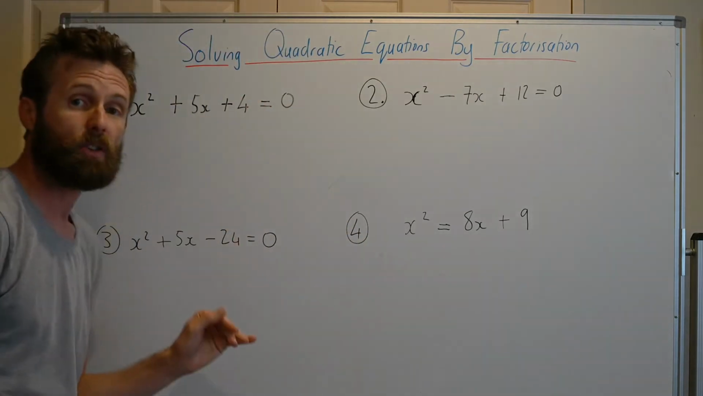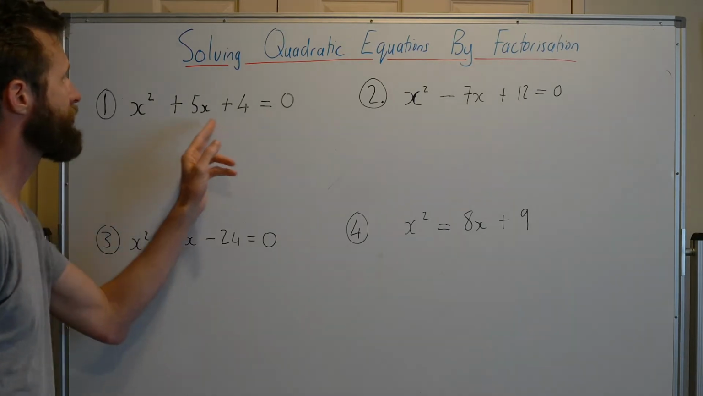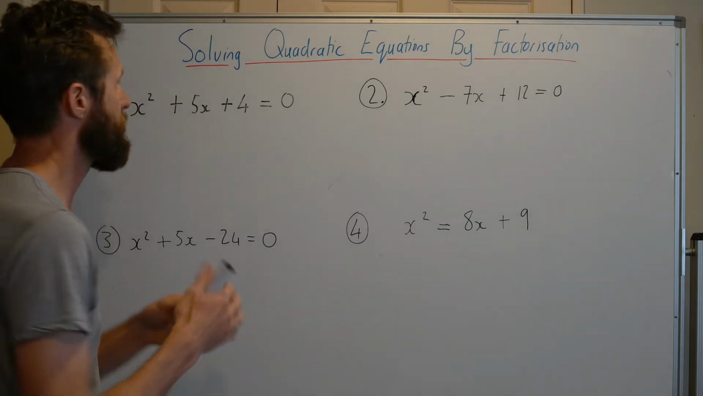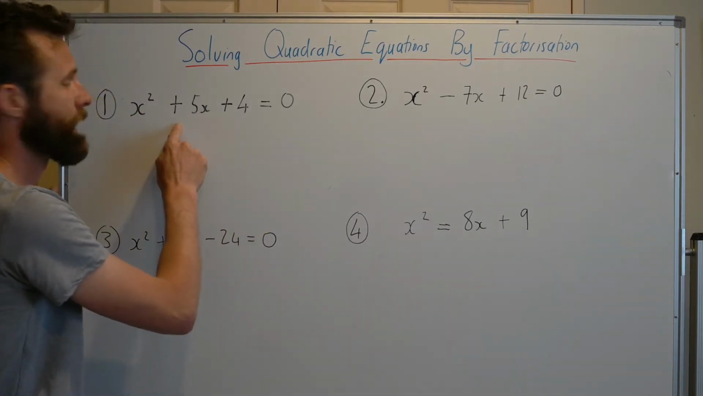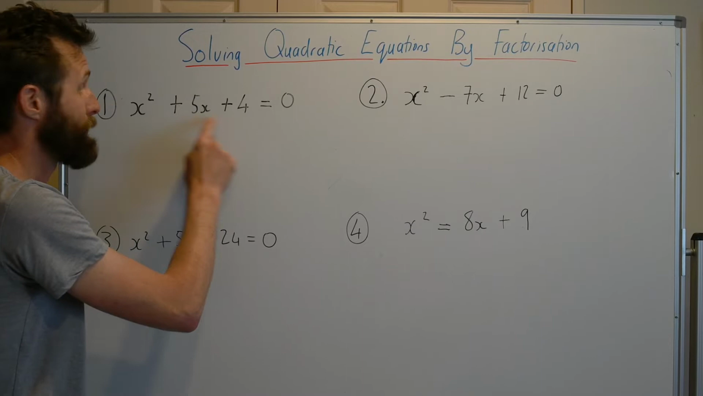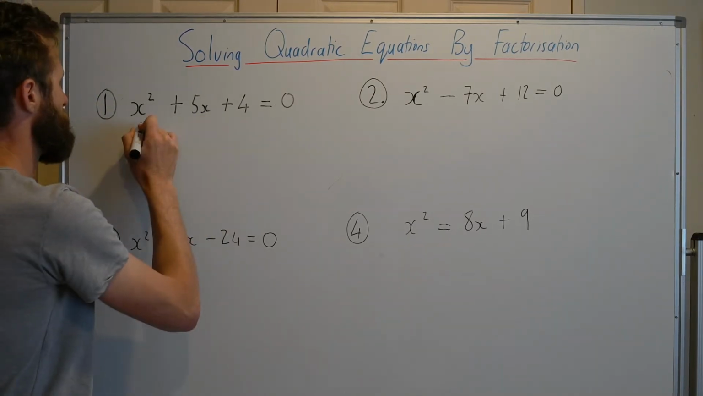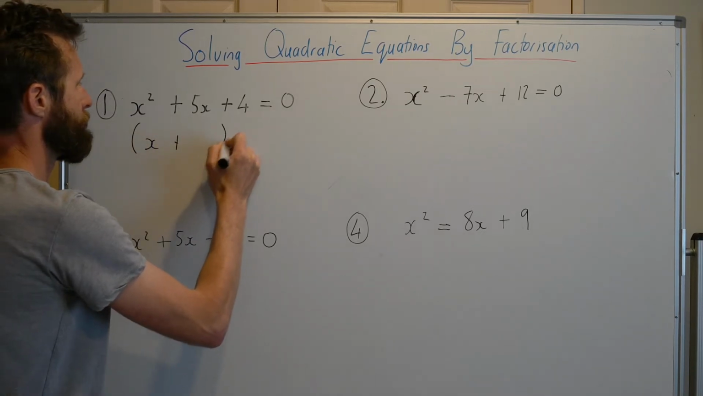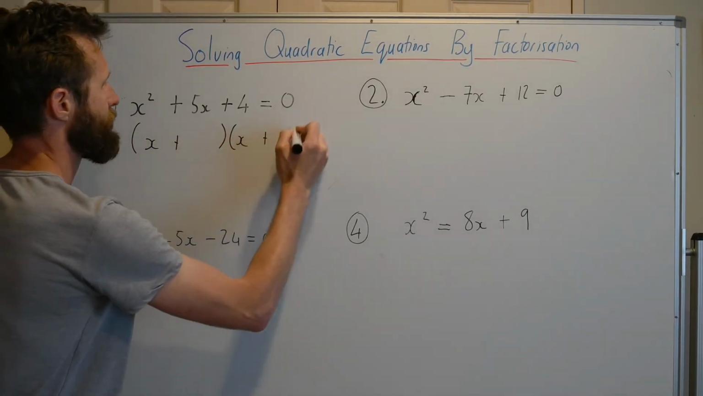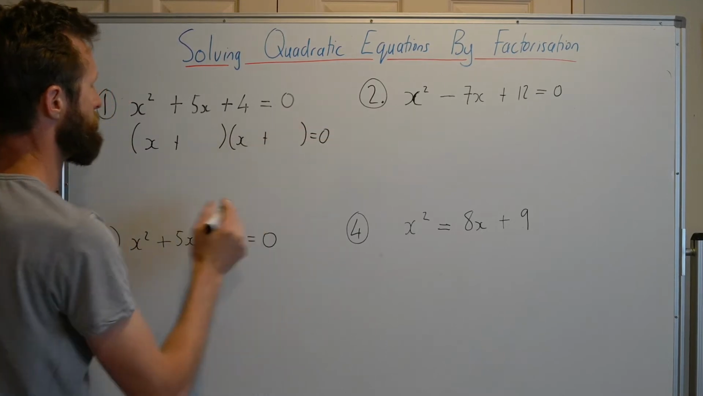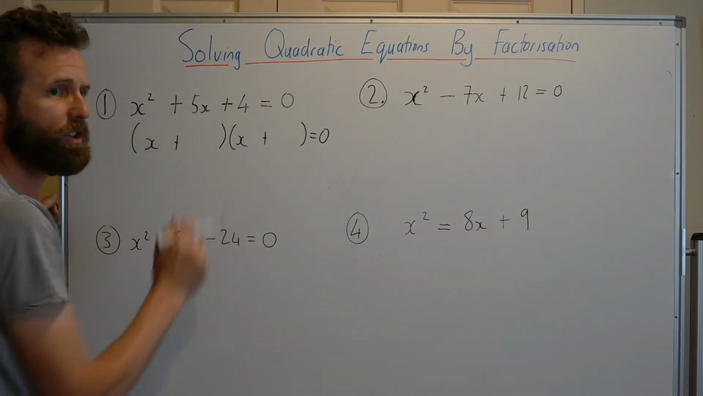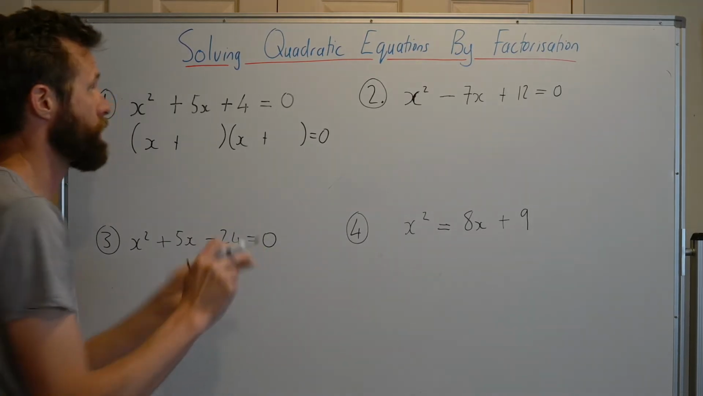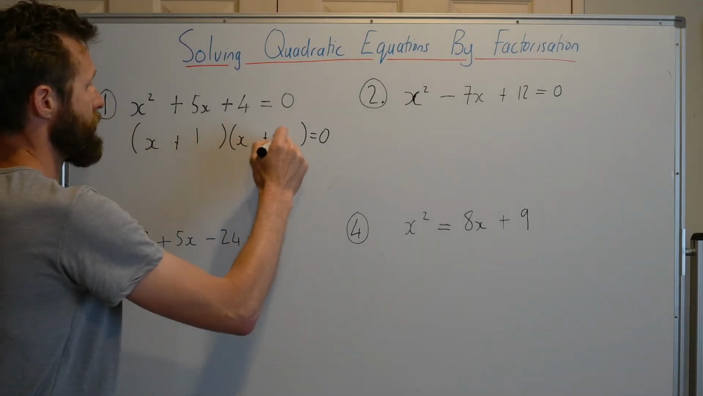So the first question I've got here is x squared plus 5x plus 4 equals 0, and I now need to figure out what x is. Now I'm going to factorise. So this is a type 1 quadratic plus, which means straight away that I know my brackets are going to be x plus something, x plus something, and that will be equal to 0. Now I think of my factors of 4 that add to 5, so I've got 1 and 4, and 2 and 2. Obviously it's going to be 1 and 4.